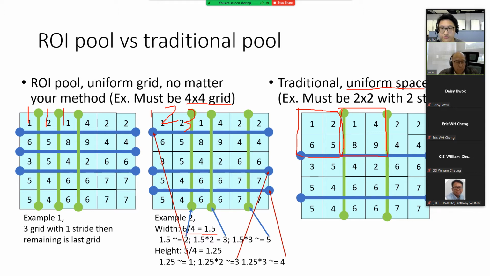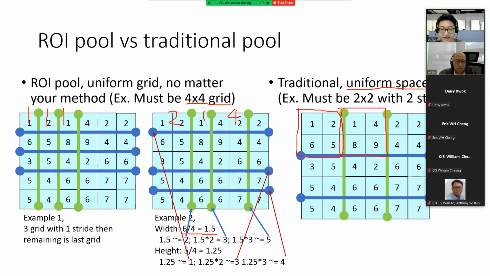So 1, 2, 3 is here, sorry. So we have to divide it like this, and then 1.5 times 3, which is 4.5. So here is the fifth one. So we divide it here. So the same idea applies to the height. So we actually get a 4 by 4 grid that looks like this. So we can do max pooling here, which is this 2, this 1, this 4, and so on.